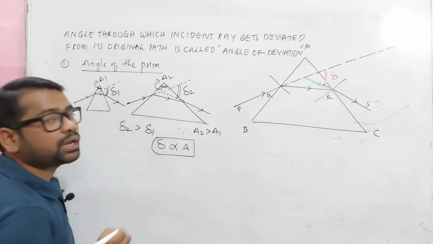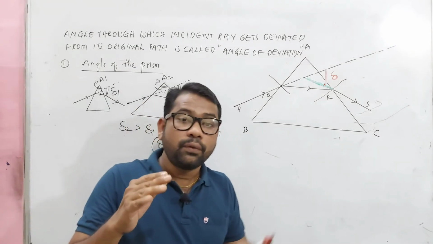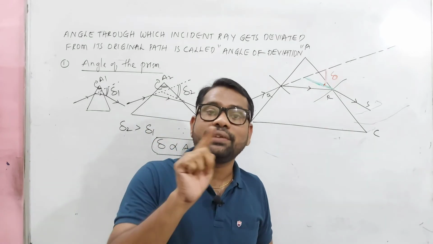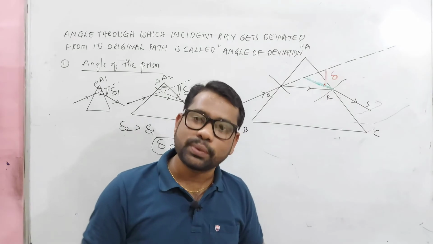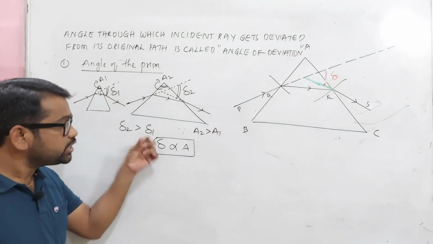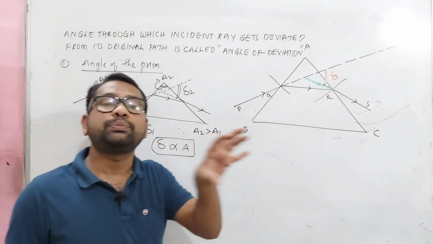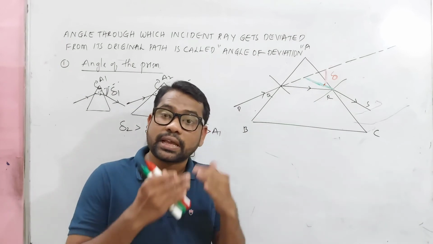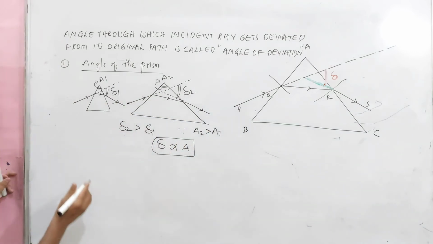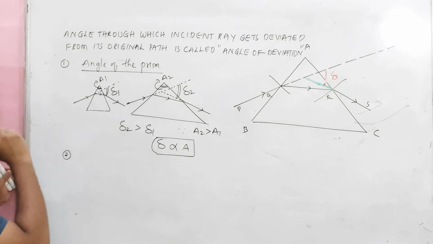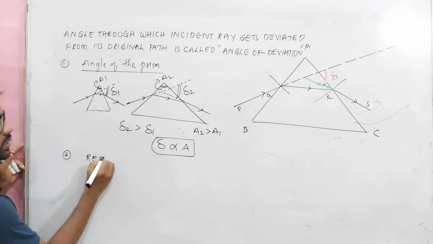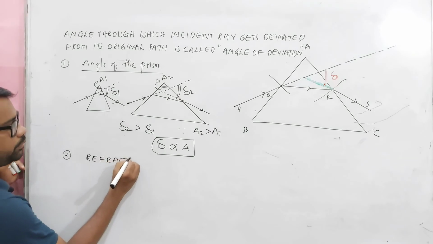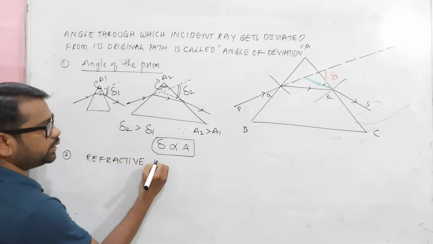It is a very important conclusion. It means for thick prisms deviation is more, for thin prisms deviation is less. Here the angle of deviation is proportional to the angle of the prism. This is the first factor on which the angle of deviation depends. Now look at the second case. The second case is the refractive index.